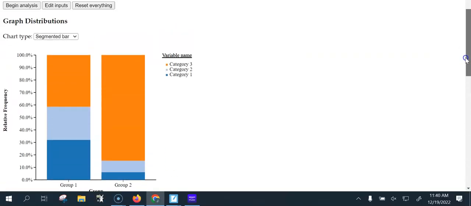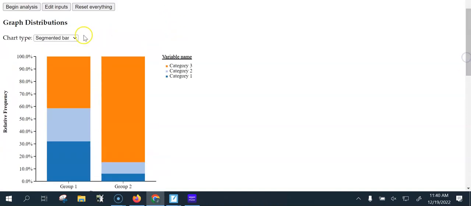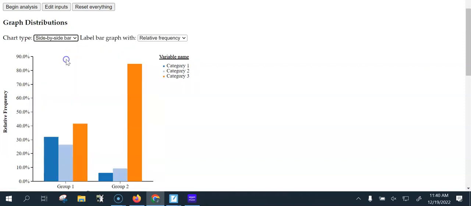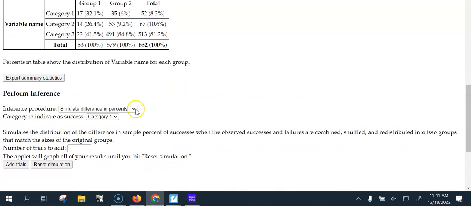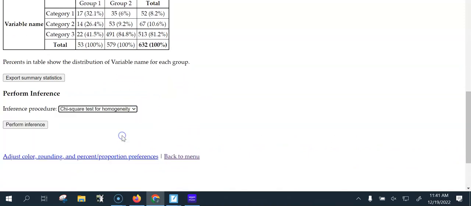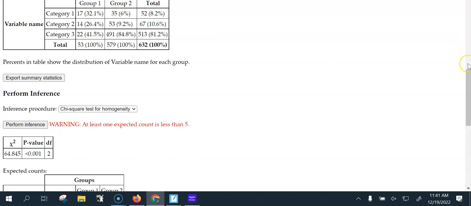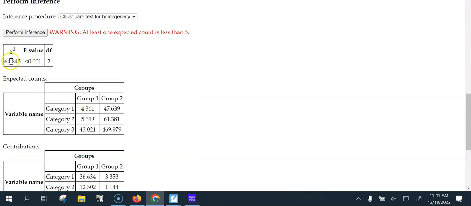Again, these are good things to have for project graphs you can copy and paste into a project, right? But the important thing is then to come down here and pick chi-squared. As soon as you do that, you'll get your chi-squared, you get your p-value, and you'll get your expected counts. It even gives you a warning. At least one expected count is less than 5. And that's this one right here. It's close. It's 4.4, almost 4.5, but it is less than 5.